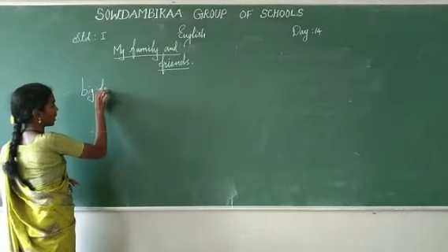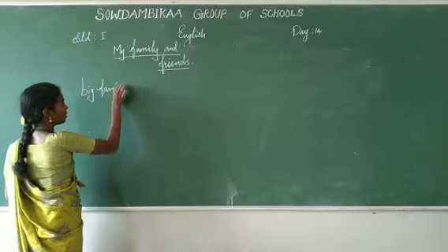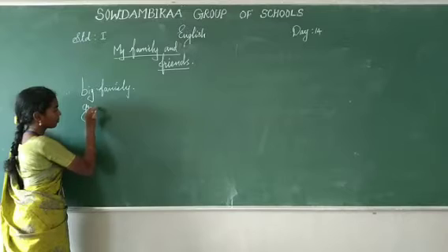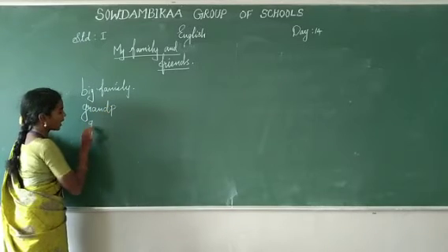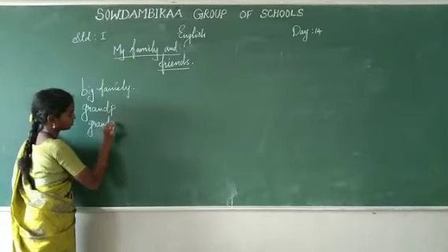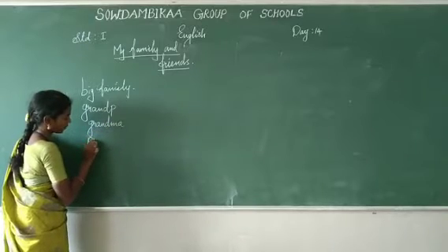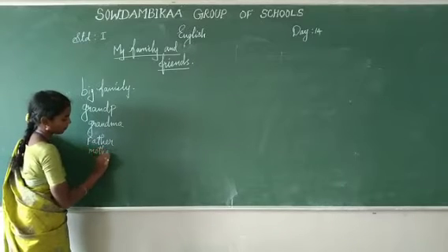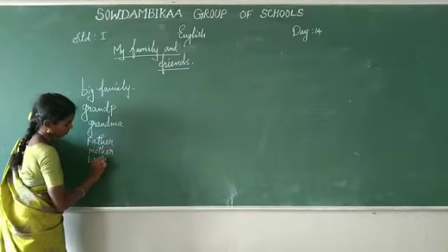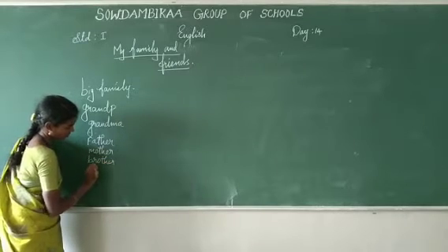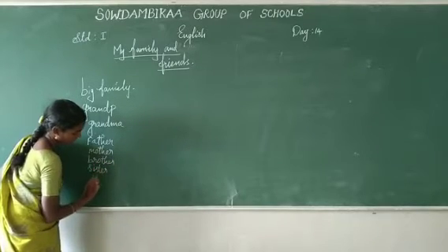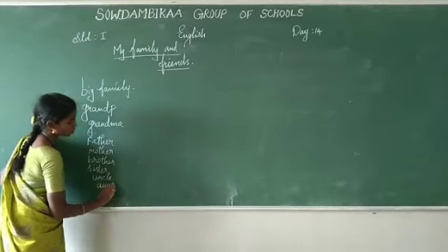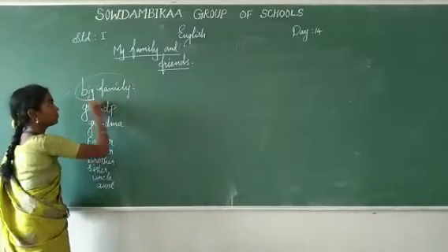Big family. So who are in the big family? Okay, so grandpa and grandma, father, mother, brother, sister, uncle, aunt. So these are all in the big family.